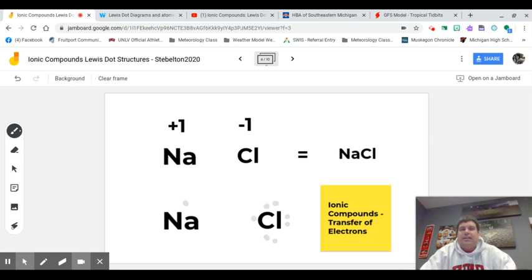So what they want to do is get to that octet rule. They want to be stable. They want to have that full outer shell. So here's the diagram of this electron being transferred. And it actually is transferred to this opening right here. Okay, I'll erase this and show you that again.